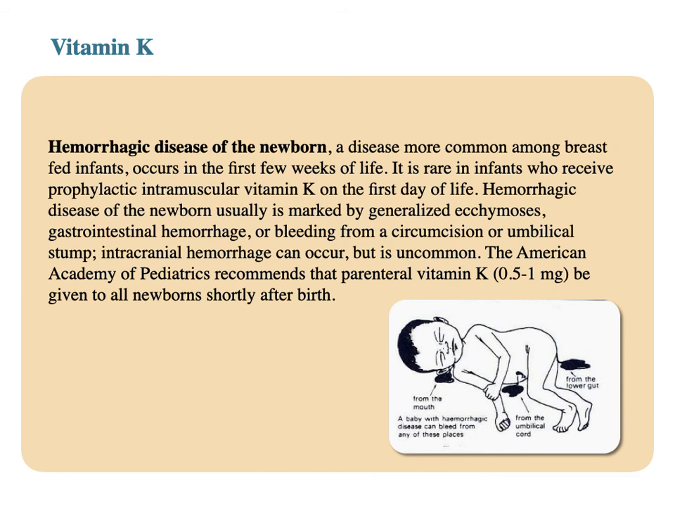Vitamin K deficiency in the newborn period will result in what's called hemorrhagic disease of the newborn. This disease is more common among breastfed infants, and occurs in the first few weeks of life. It is rarely seen in infants who receive prophylactic intramuscular vitamin K on the first day of life. It's usually marked by generalized ecchymosis, GI hemorrhage, and bleeding from circumcision or the umbilical stump. Intracranial hemorrhage also can be seen, however, it is uncommon.